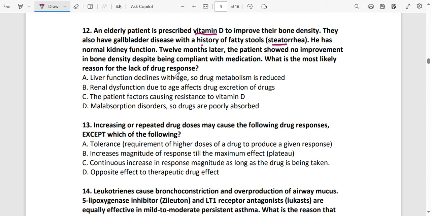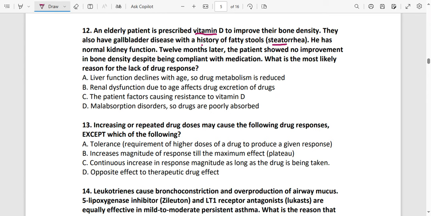A. Liver function declines with age, so drug metabolism is reduced. B. Renal dysfunction due to age affects drug excretion. C. The patient has a factor causing resistance to vitamin D. D. Malabsorption disorder, so drugs are poorly absorbed.